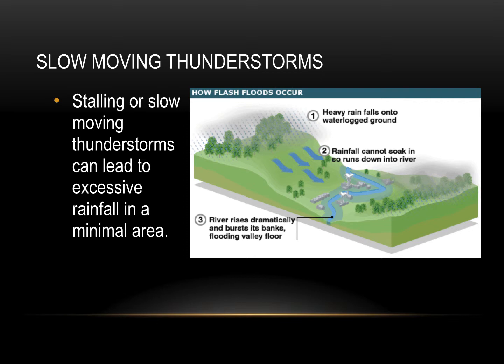As seen in the diagram, when heavy rain occurs repeatedly over a long period of time, the ground becomes waterlogged and is unable to absorb excess water. Because of this, it runs from the land down into rivers or other bodies of water that overflow and in turn burst into the surrounding banks.